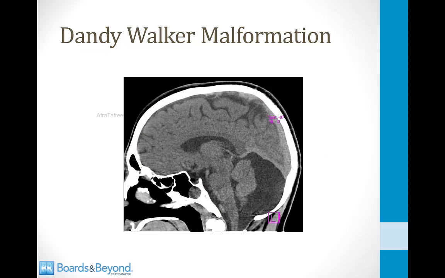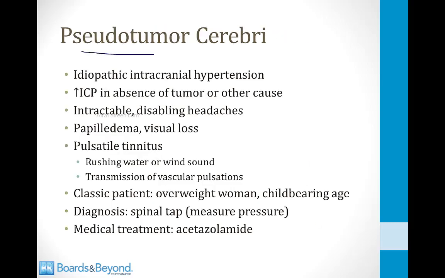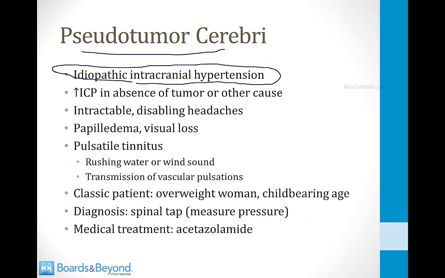And this is an image of someone with the Dandy-Walker malformation, and it's easy to identify because it's got this enormous posterior fossa with a small cerebellum. Pseudotumor cerebri is also called idiopathic intracranial hypertension. It's basically like high blood pressure of the ventricles.